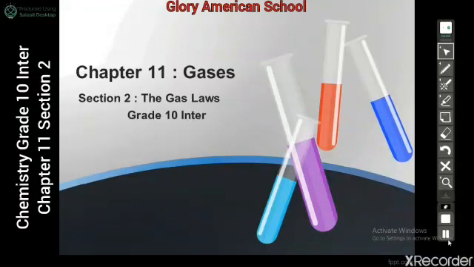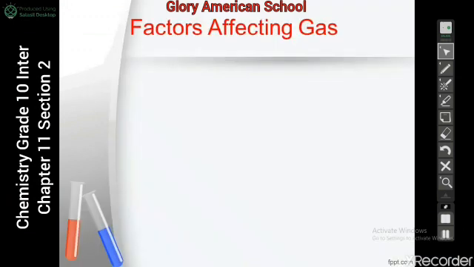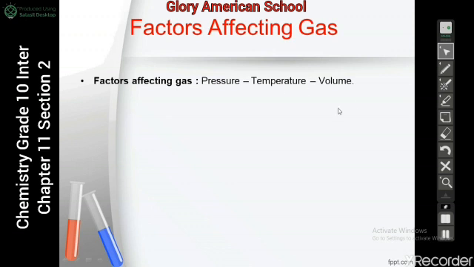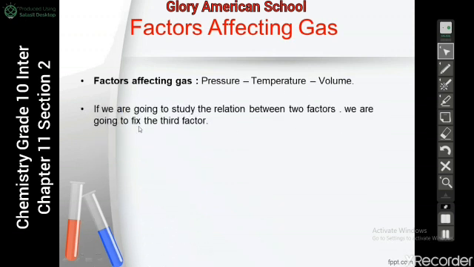We're going to continue chapter 11. Now we are in section 2, the gas laws. Scientists found that there are three factors affecting gas: pressure, temperature, and volume. And if we want to study the relation between any two factors, the third factor must be constant.